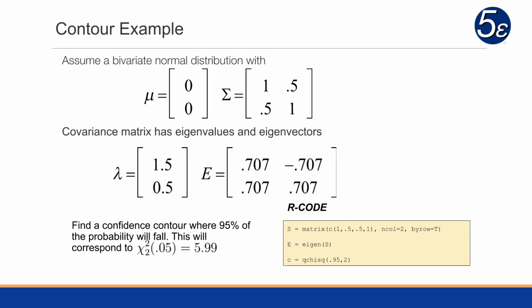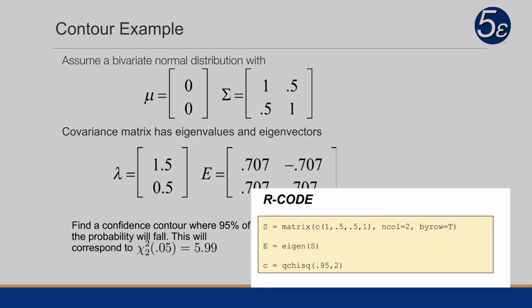Assume that we have a bivariate normal distribution with a mu of 0, 0 and a sigma of 1, 0.5, 0.5, and 1. The covariance matrix has eigenvalues of 1.5 and 0.5, with the eigenvectors being 0.707, 0.707 in the first column, and negative 0.707 and 0.707 in the second column. We want to find a confidence contour where 95% of the probability will fall. This will correspond to the chi-squared at 0.95, with 2 degrees of freedom, and that was our 5.99.